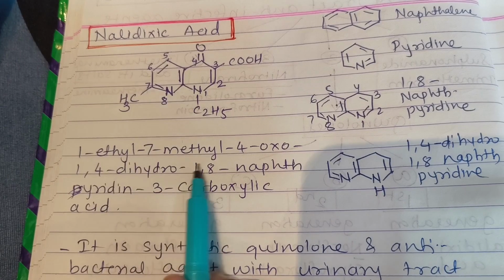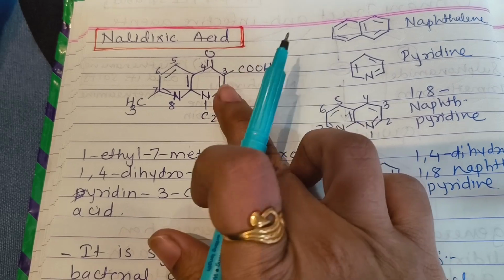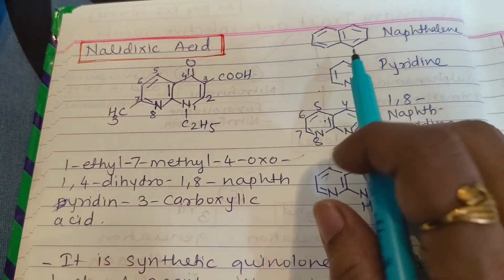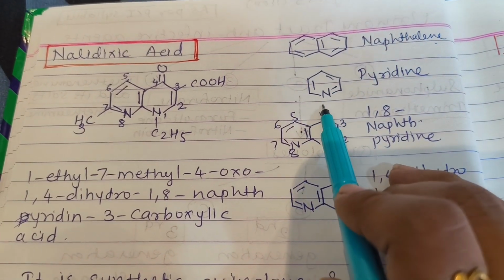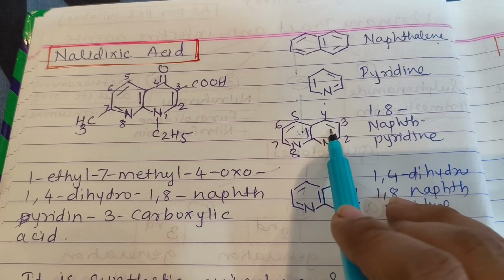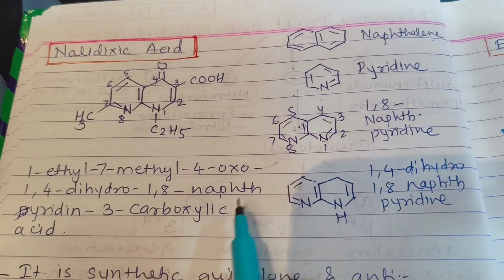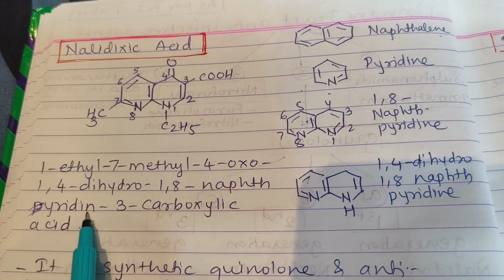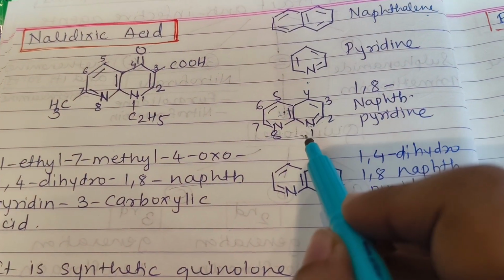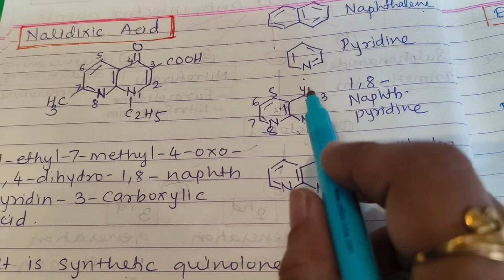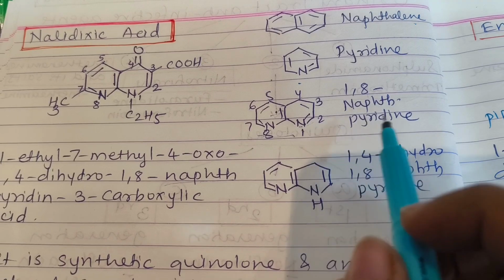I have written the IUPAC name also, and you can see the numbering starts from 1. How to remember this structure? You can see here, this is naphthalene, we all know, and this is pyridine. Now this naphthalene with N in the rings is 1,8-naphthyridine. It is referred to as naphthyridine, and the numbering is from this heteroatom: 1, 2, 3, 4, 5, 6, 7 and 8. So N is present in this aromatic ring at the first and 8th positions.